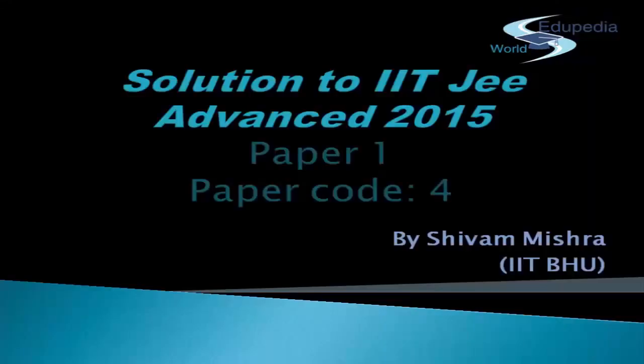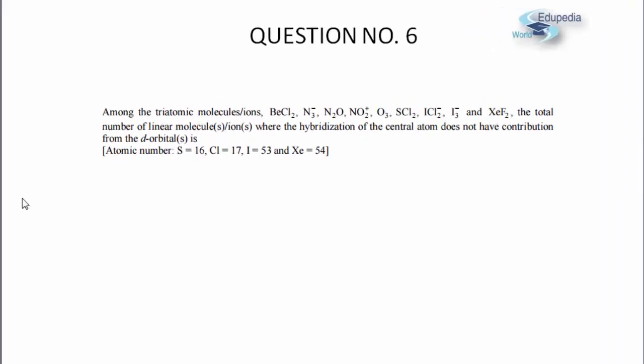My name is Shivam Mishra and today we are going to discuss the solutions to IIT JEE Advanced 2015 paper 1. The code which we are using is 4. Okay, question number 6. Question number 6 is from chemical bonding. Let's have a look at it.